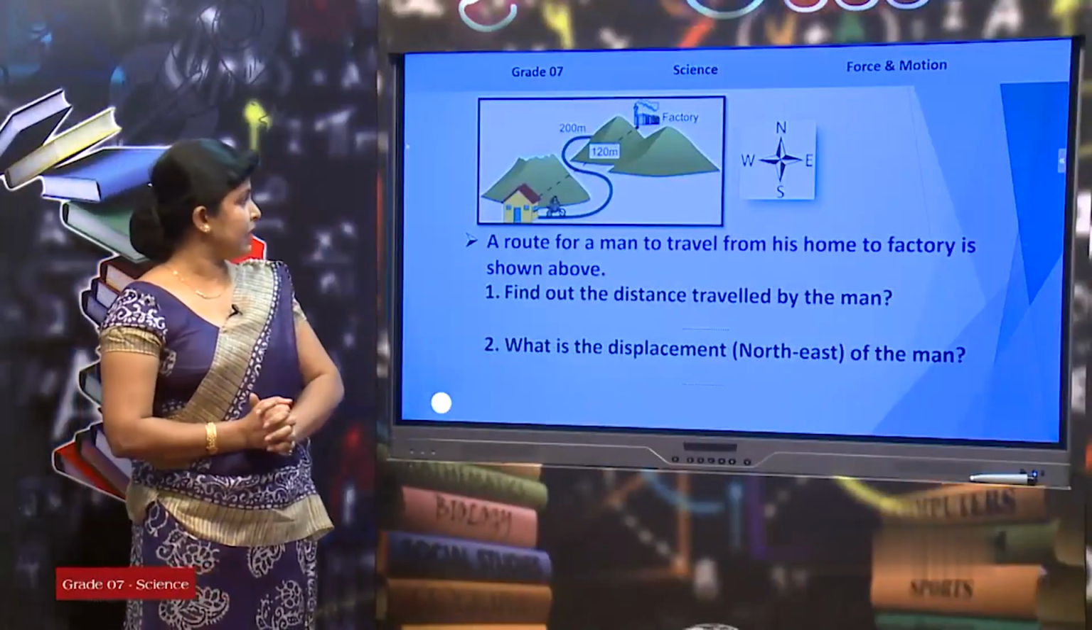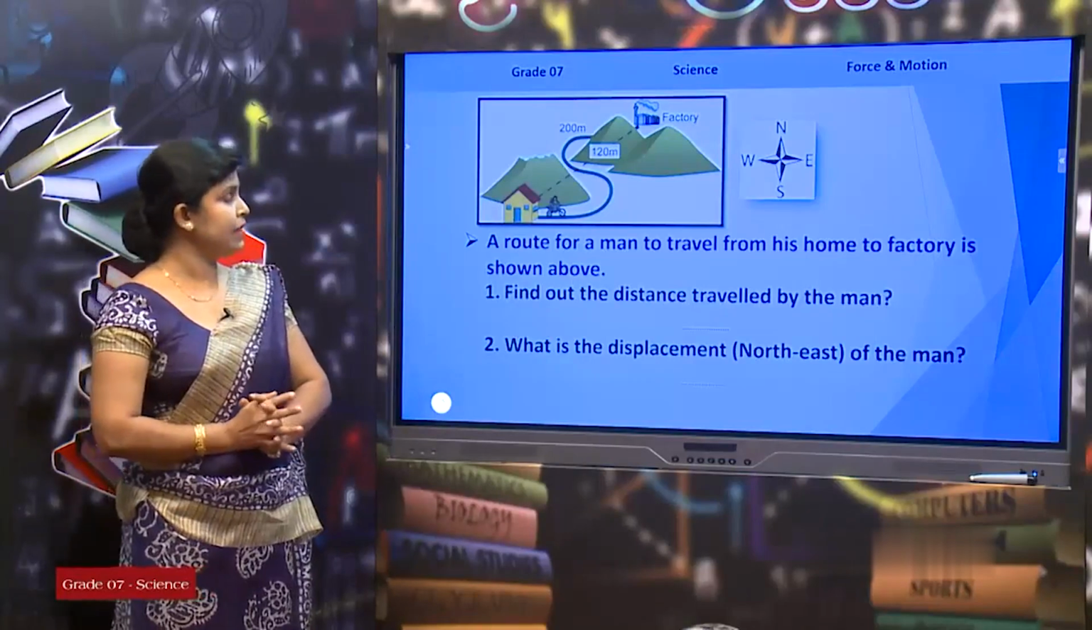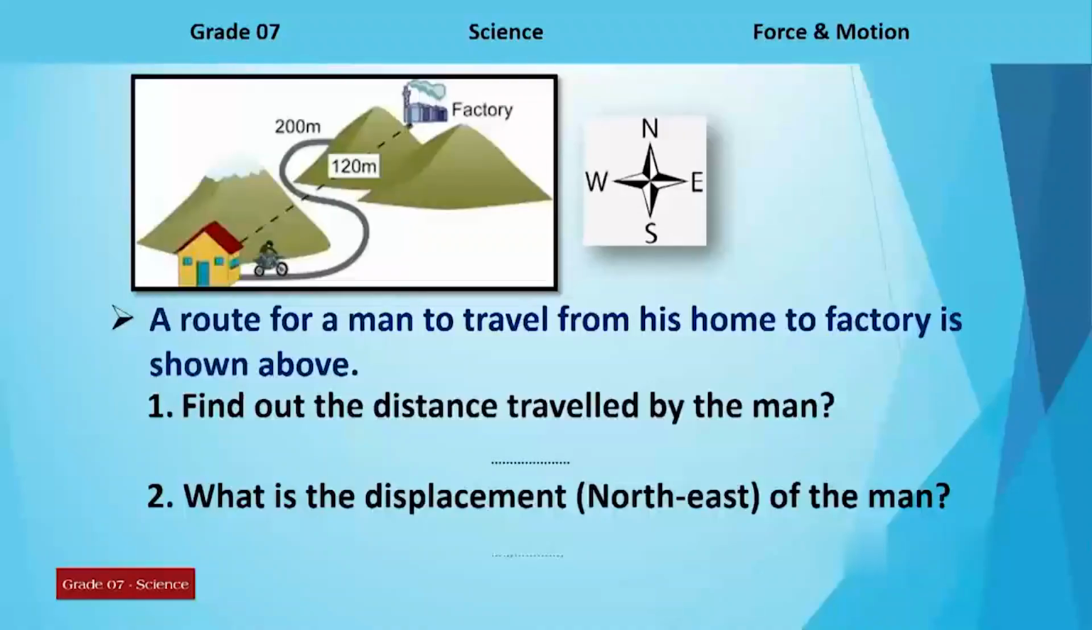Right. Let's see another example. Look at the picture given on the screen. You can see there is a house and there is a factory. The man is travelling from the house to the factory along a road, right? The length of the road is 200 meters. And you can see that the straight length between the house and the factory is represented by that dotted line. That length is 120 meters.